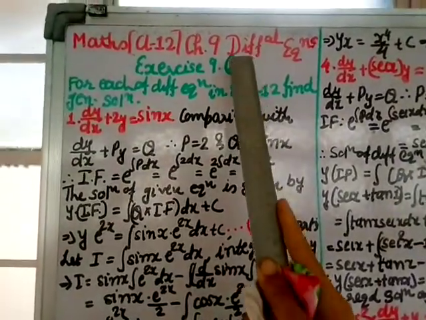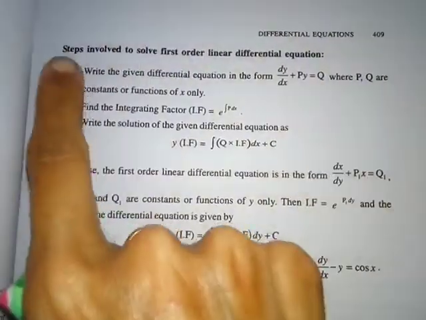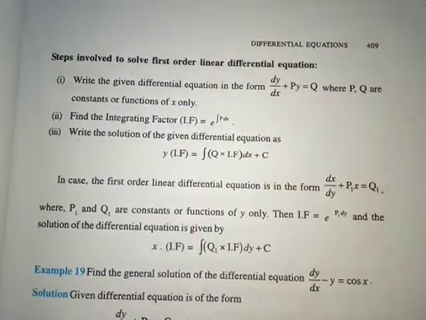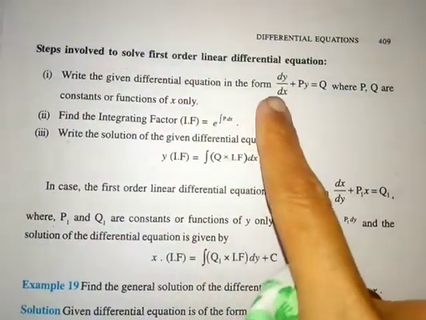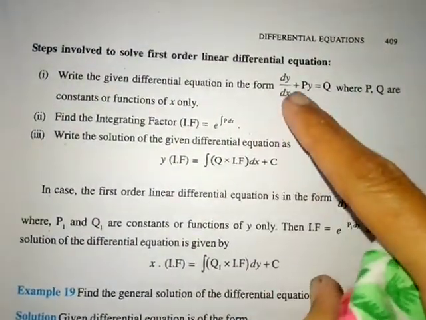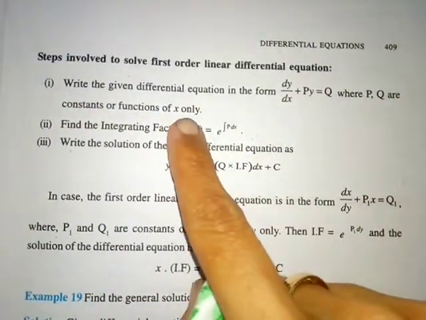Mathematics class 12 chapter 9 differential equation. In the last class we have written the steps to solve the first order linear differential equation. Let us recall them. Number 1, you have to write the differential equation in the form dy/dx + Py = Q, where P and Q are constants or functions of x only.